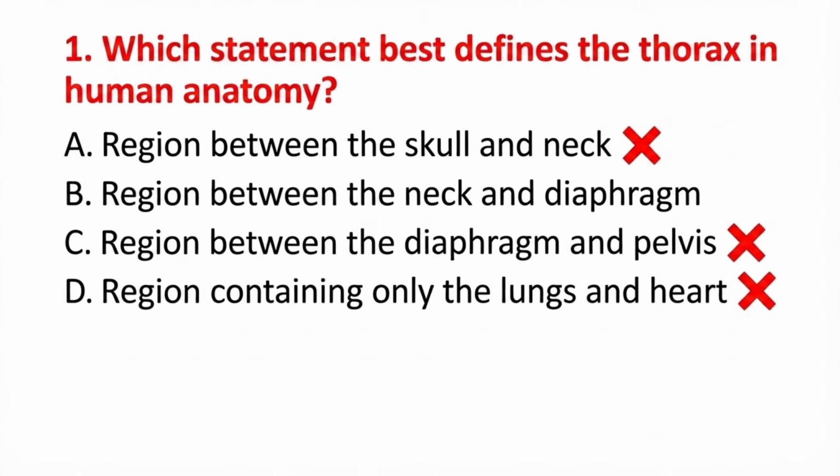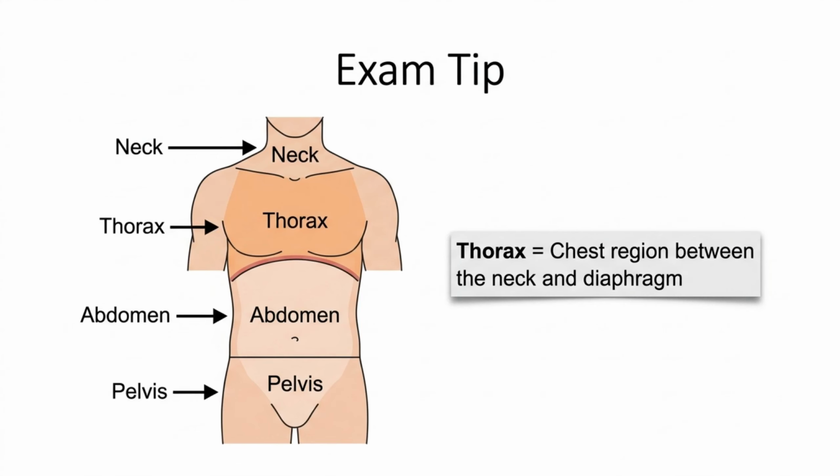Then here is an exam tip. Remember this simple definition: the thorax is the chest region between the neck and the diaphragm. The diaphragm is the key landmark that separates the thorax and the abdomen. Alright, let's go to question 2.